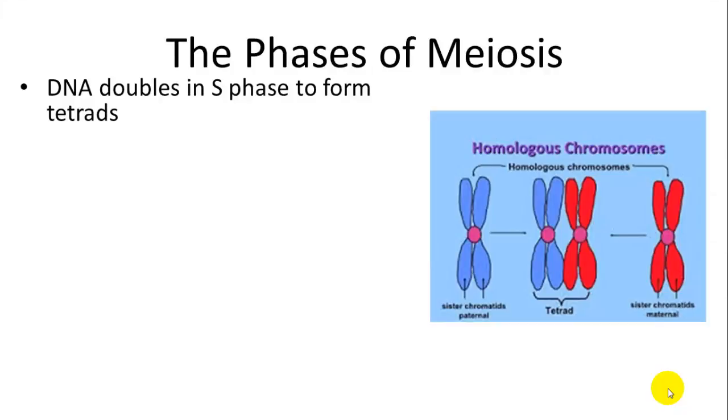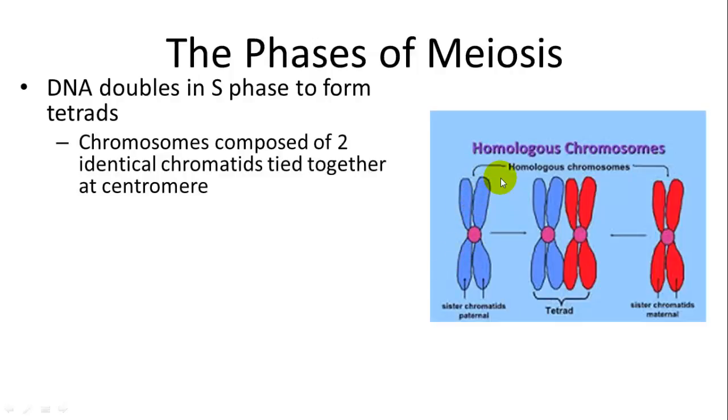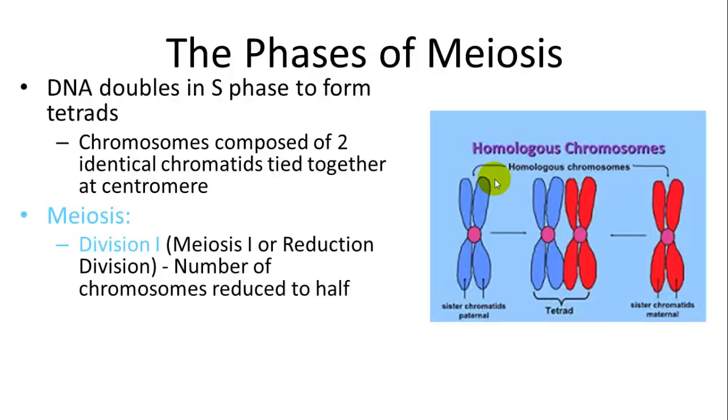So the DNA, before it splits, doubles, and it does this in the S phase of interphase to form these tetrads, and this is what people usually draw when they talk about chromosomes, which is one chromosome, but it has 2 copies of each of the genes. So these chromosomes are composed of 2 chromatids. These are sister chromatids because they are the same exact copies. During meiosis, during division 1, the number of chromosomes is reduced to half.